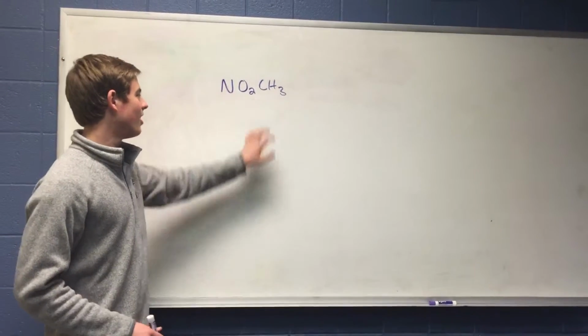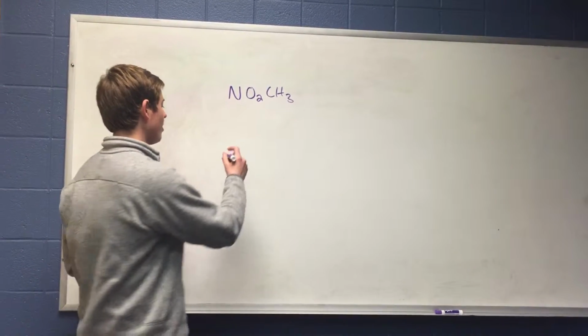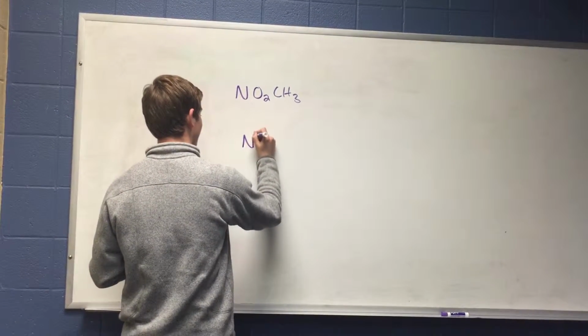Now let's look at an example. This compound is nitromethane. If we draw the typical Lewis structure, it looks something like this.